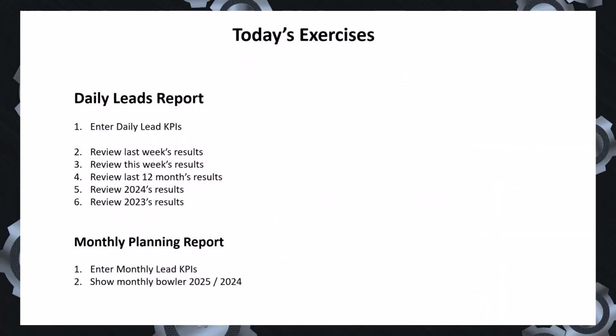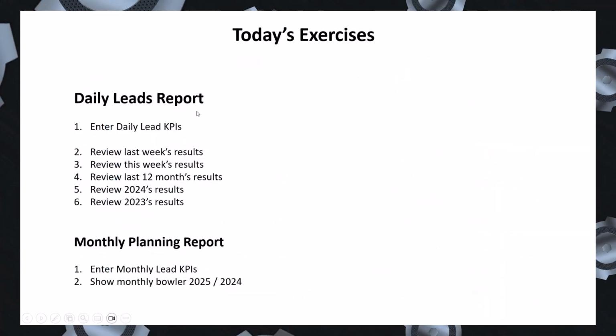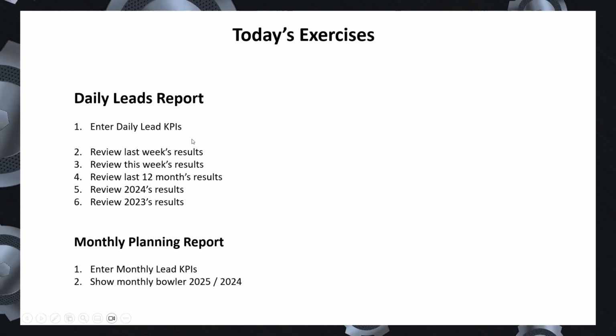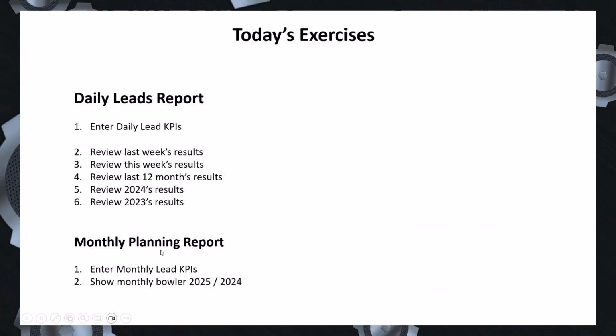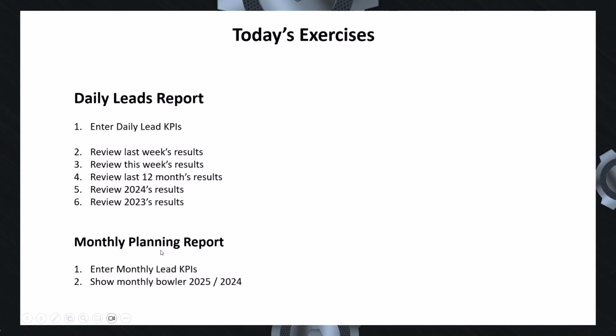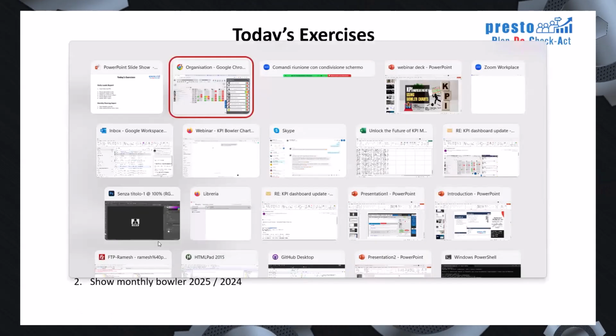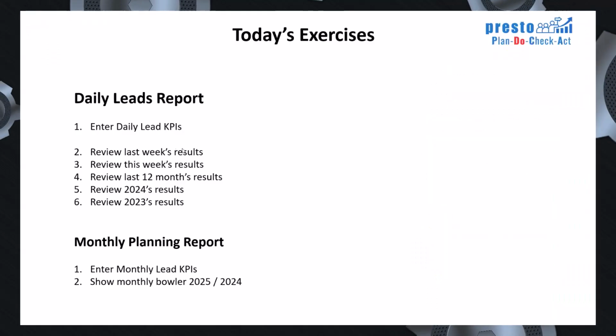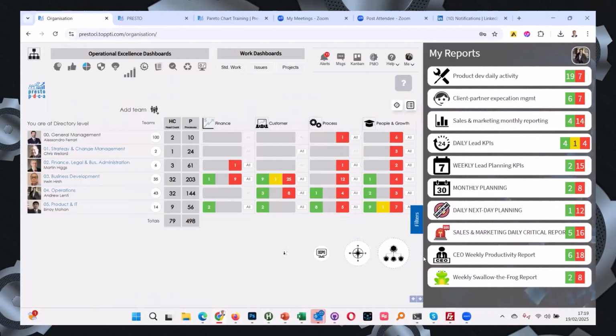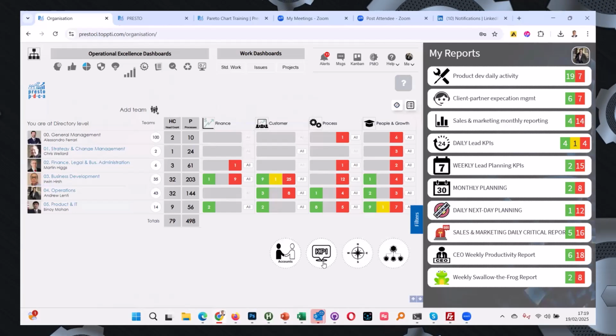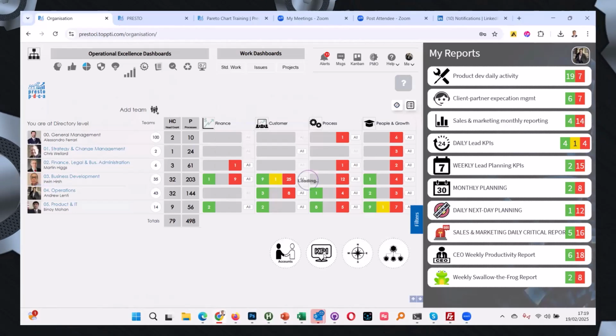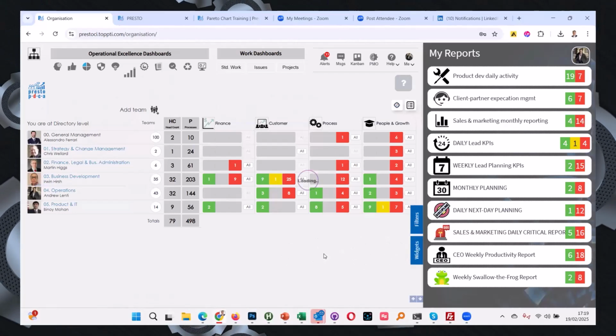So today's exercises, we're going to take a look at some lead KPIs. And then we're going to look at them through a weekly bullet chart and then a monthly bullet chart. So here we are on the dashboard. Here's where you open up the new KPI Connect input panel.